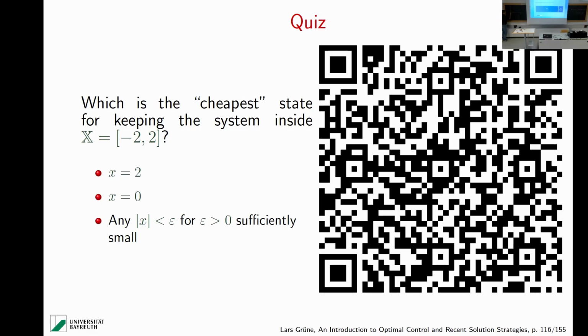0 is fantastic, because if we are at 0, after one step, we stay at 0. And we don't have to control anything. So we have no control effort, so control would be 0. That's much cheaper. And what about sufficiently small?